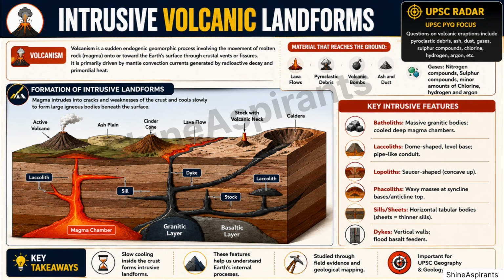Intrusive volcanic landforms: magma that solidifies below the surface. Batholiths: massive granitic bodies, cooled deep magma chambers. Laccoliths: dome-shaped, level base, pipe-like conduit. Lapoliths: saucer-shaped, concave up. Phacoliths: wavy masses at syncline base, anticline top. Sills: sheets, horizontal tabular bodies; sheets thinner than sills. Dikes: vertical walls, flood basalt feeders.